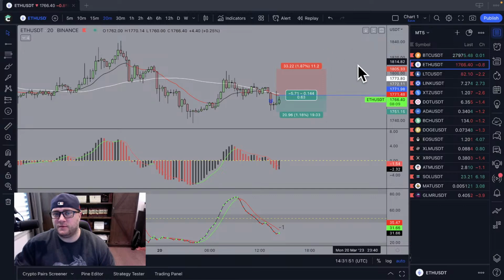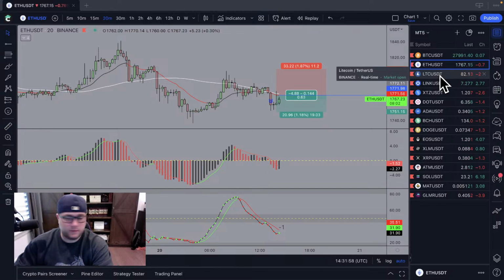Maybe we won't get stopped out. Maybe it's going to drop back down and make us a little bit more money on our 20% that's still in there.